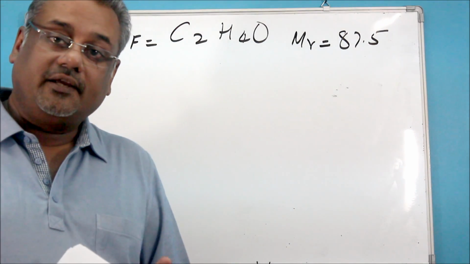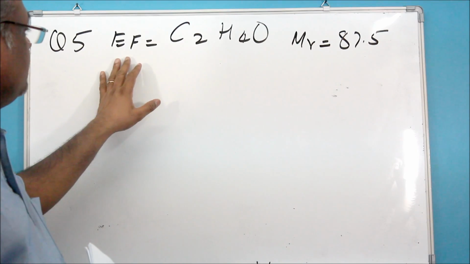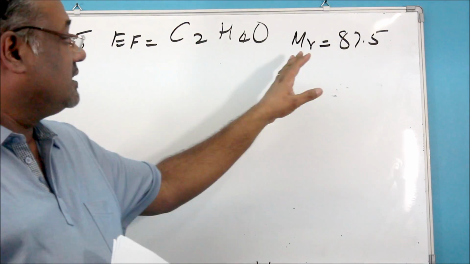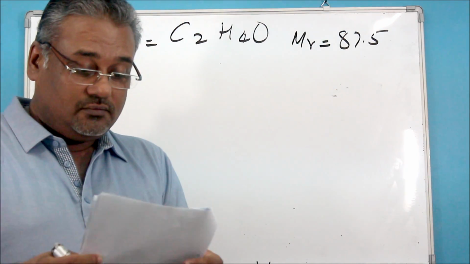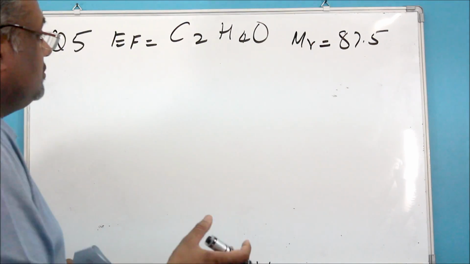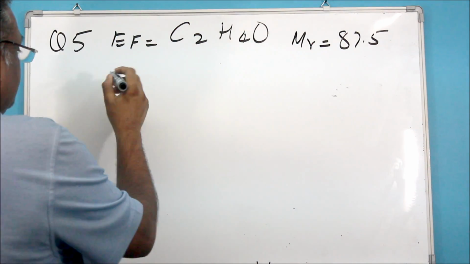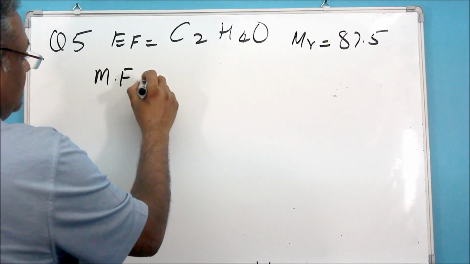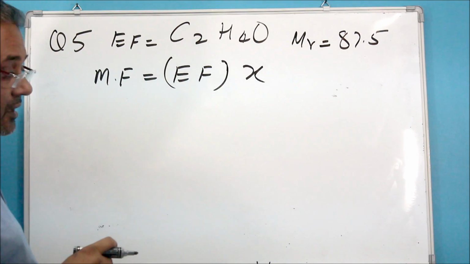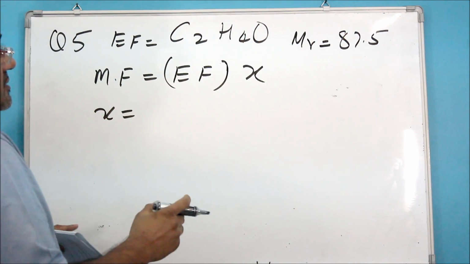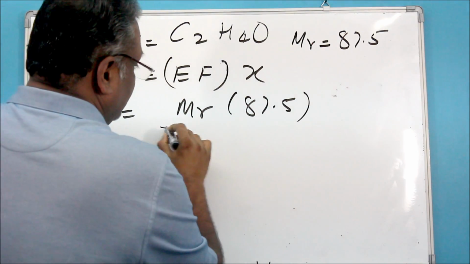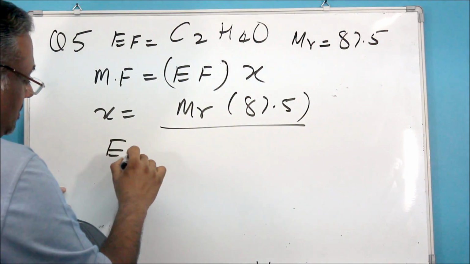Now, for question number 5, the question gives you the empirical formula as C2H4O, and it also gives you the Mr, and it asks you what's the molecular formula of Q. Well, the procedure to get the molecular formula is supposed to be empirical formula times X. So to find the value of X, it's basically Mr, which is always given, divided by empirical formula mass.